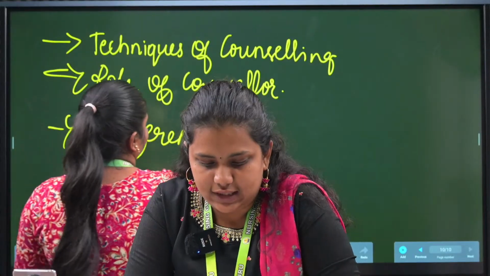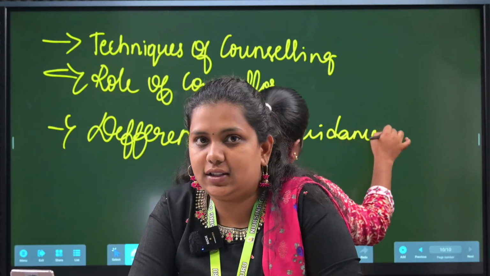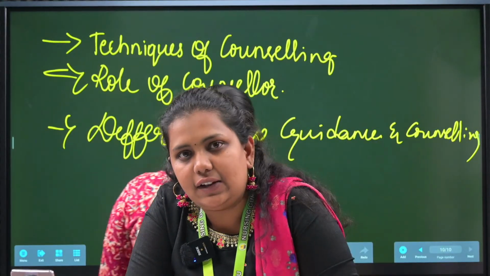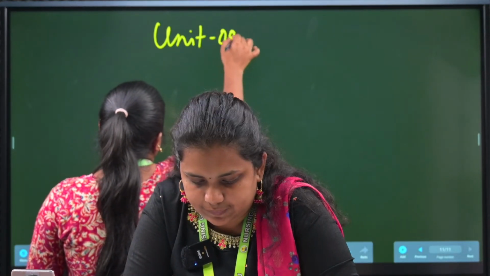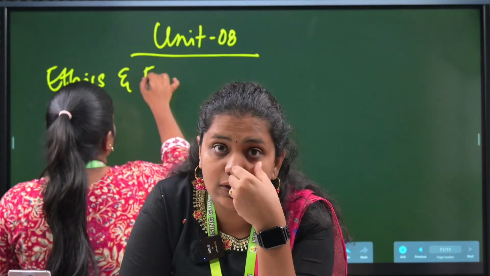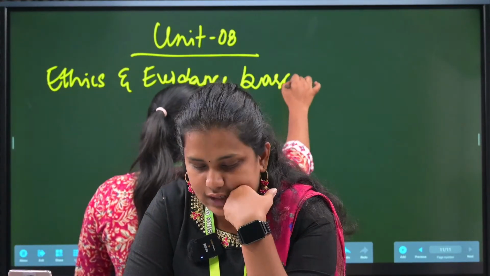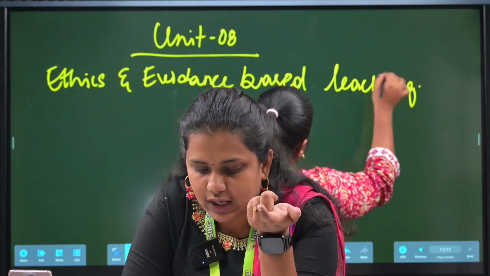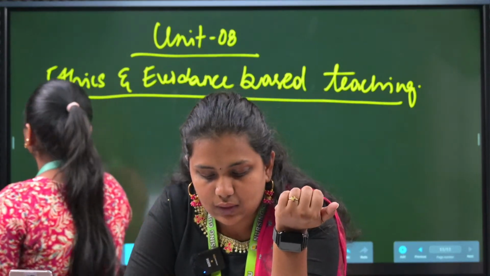Next, the last unit is ethics and evidence based teaching. This is also a very important unit. Ethics and evidence based teaching in nursing education. In this you should review the ethics of nursing. You already know this since first year nursing foundation, where you studied the code of ethics of nursing. Then what is value based nursing, what is evidence based nursing, what does ethical decision making mean, what does informed consent mean. All those you have to study.